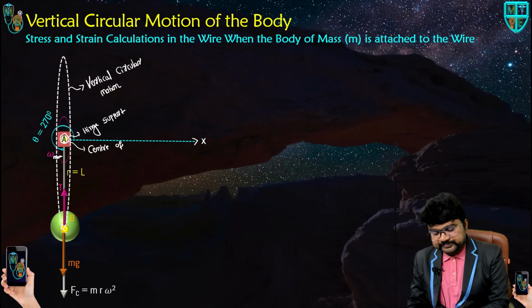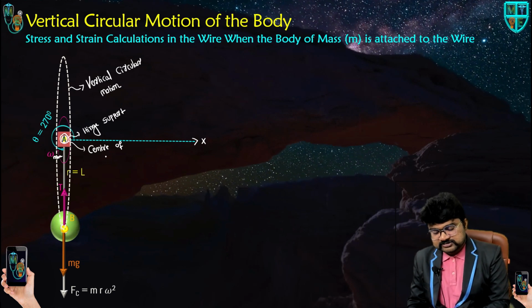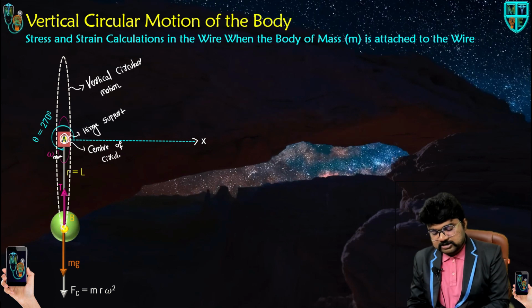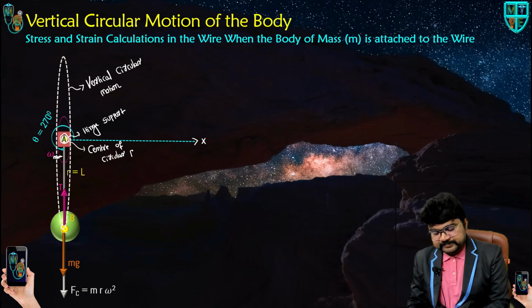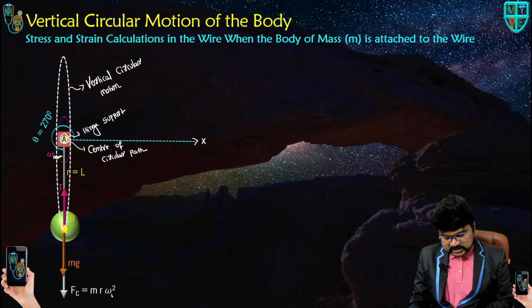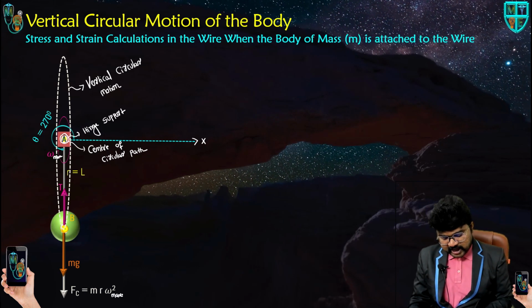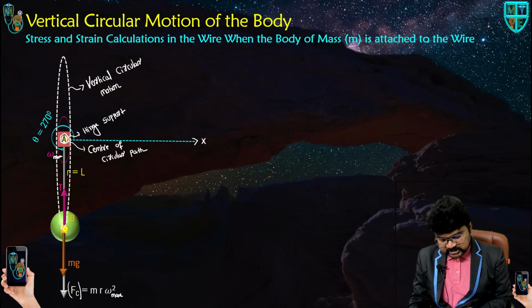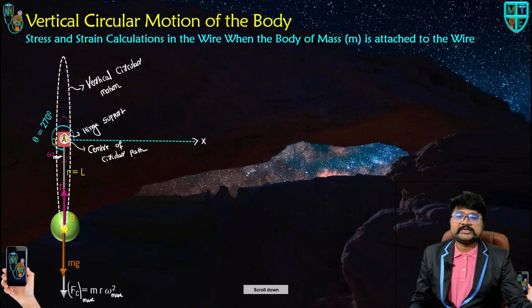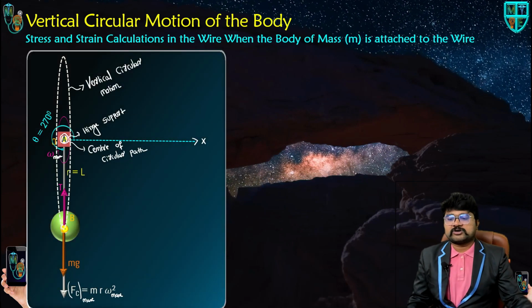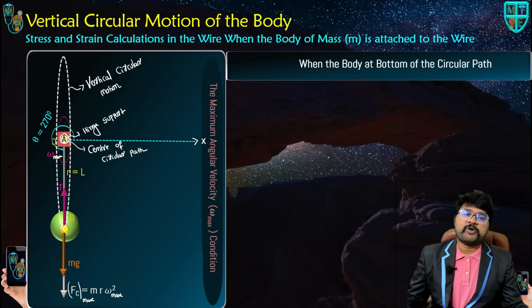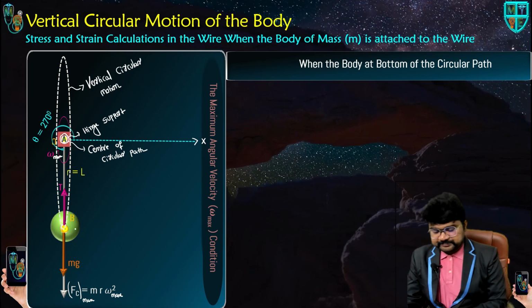Center of the circular path. Understood na? Here this is the maximum angular velocity condition. FC maximum you will be getting when the body is at bottom of the circular path. We are discussing the body at the bottom of the circular path.